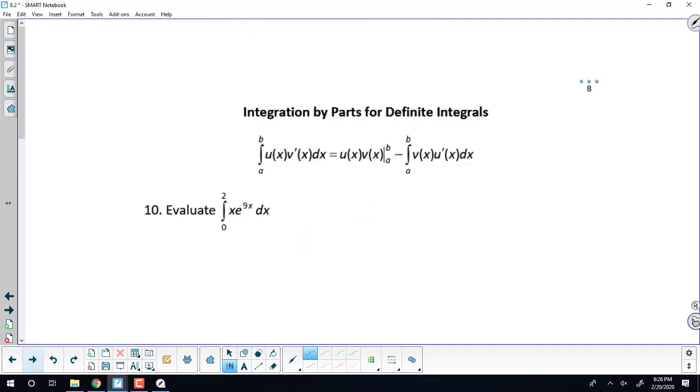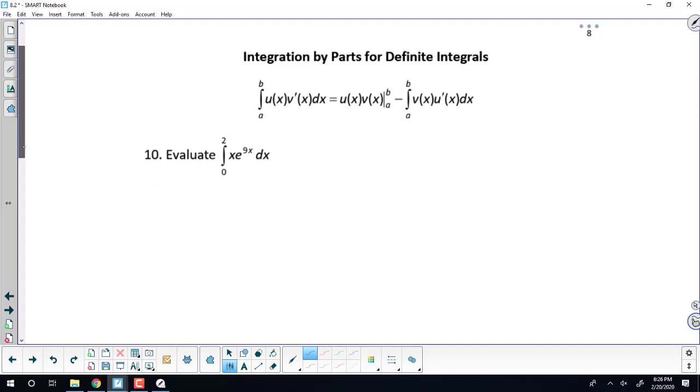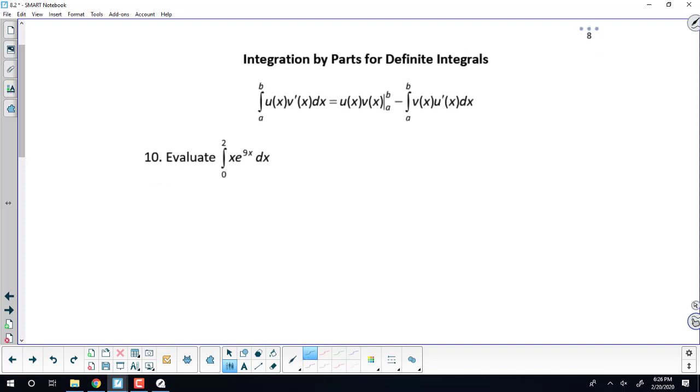Integration by parts for definite integrals. This is more or less what they're showing in the textbook as well. But that first one doesn't involve an integral. It's still evaluated from a to b. I don't know if you want to keep track of that, that's fine.